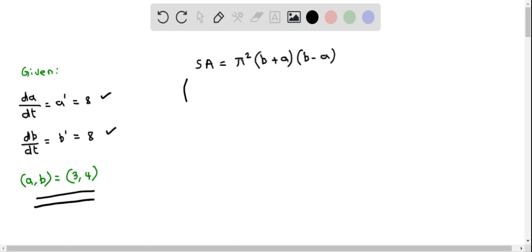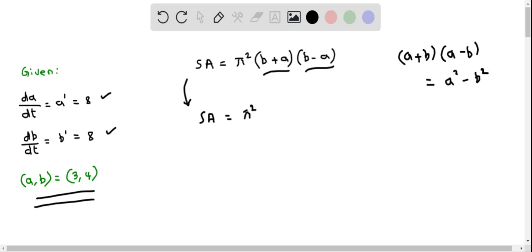So first, I'm going to rewrite this equation, that is SA equals pi squared, and we see that we can use the difference of squares formula. That is, the difference of squares formula is (A plus B) times (A minus B), and this is identical to A squared minus B squared. So here we have B plus A multiplied with B minus A.